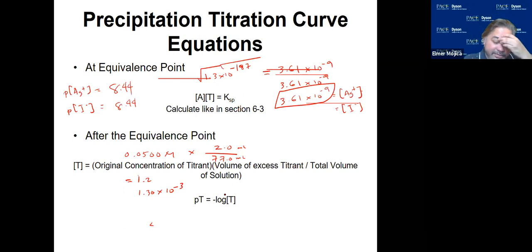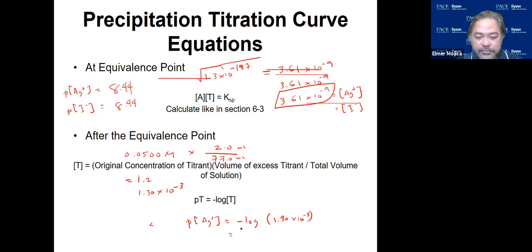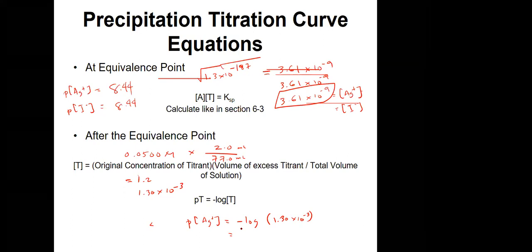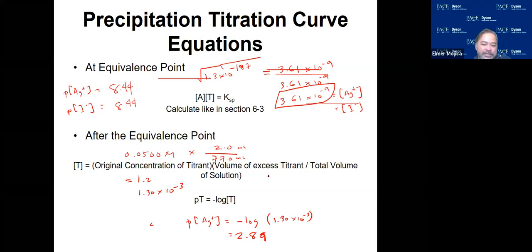So what do we do with that? What's the pAg now? Negative log of 1.3 times 10 to the negative 3. So this is equal to what? 2.89. Now the question: can we get pI here? What's the concentration now of the iodide?